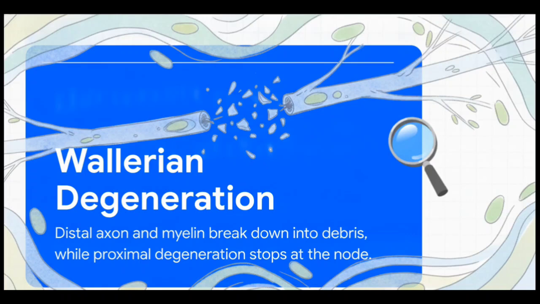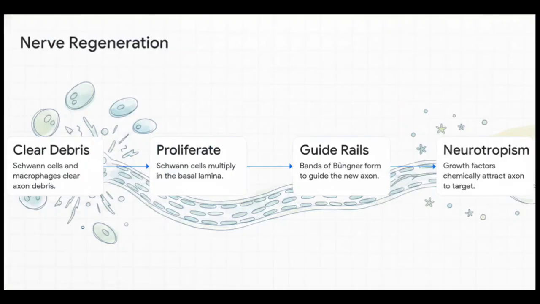Proximally, however, the degeneration is highly controlled. It halts cleanly at the nearest node of Ranvier. This targeted destruction is essential because it clears the path for new growth. Once Wallerian degeneration is triggered, an amazing cellular teamwork sequence begins. Step 1. Schwann cells recruit macrophages to the site to physically clear away that resulting axon and myelin debris.